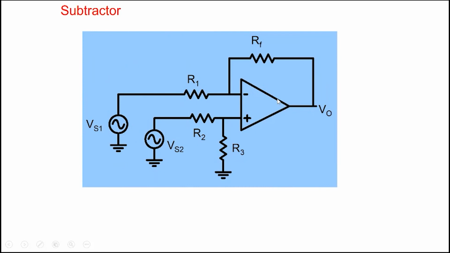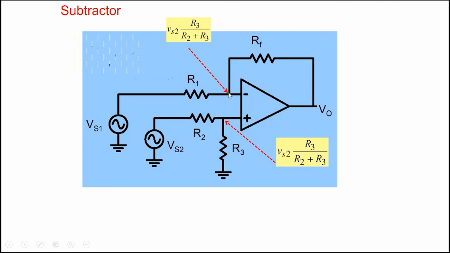Well, we've been talking about adders. We can build subtractors also. So now note that Vs1 we apply from here, and Vs2 we apply on this side here. And we can analyze very quickly. This is a voltage divider, R3 by R2 plus R3. So whatever is the voltage here, the same voltage will appear here. So this is the current here.